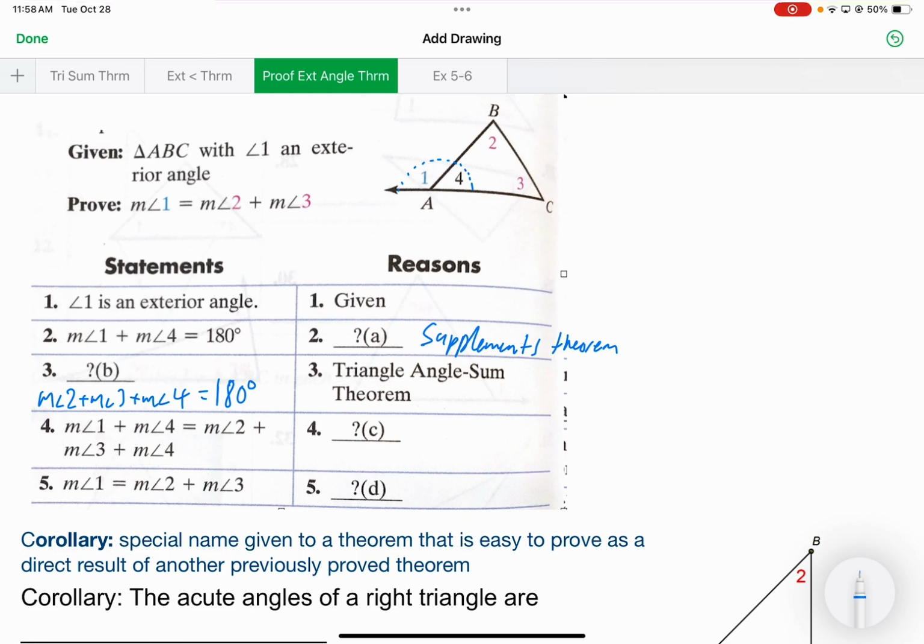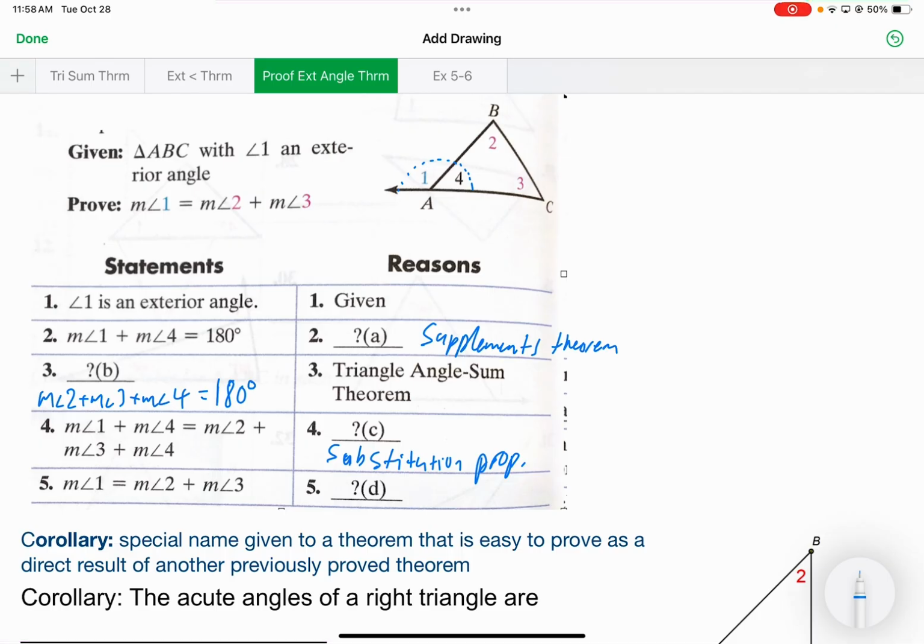Set them equal to each other? Parker, stop, dude. Now, what allows me to set them equal to each other? Substitution, yeah. So substitution property.